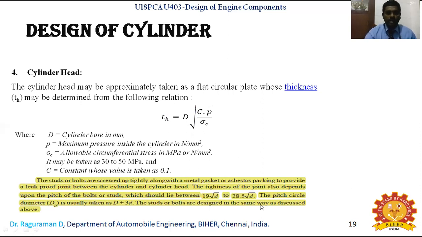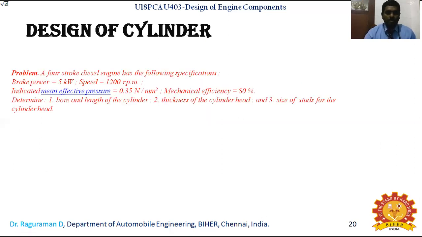The studs or bolts are screwed up tightly along with the metal gasket or asbestos backing to provide a leak-proof joint between the cylinder and cylinder head. The tightness of the joint also depends upon the pitch of the bolts or studs, which should lie between 19 square root of d to 28.5 square root of d. The pitch circle diameter is usually taken as D plus 3d. The studs or bolts are designed in the same way as discussed above. Now we will see a problem using this design procedure.